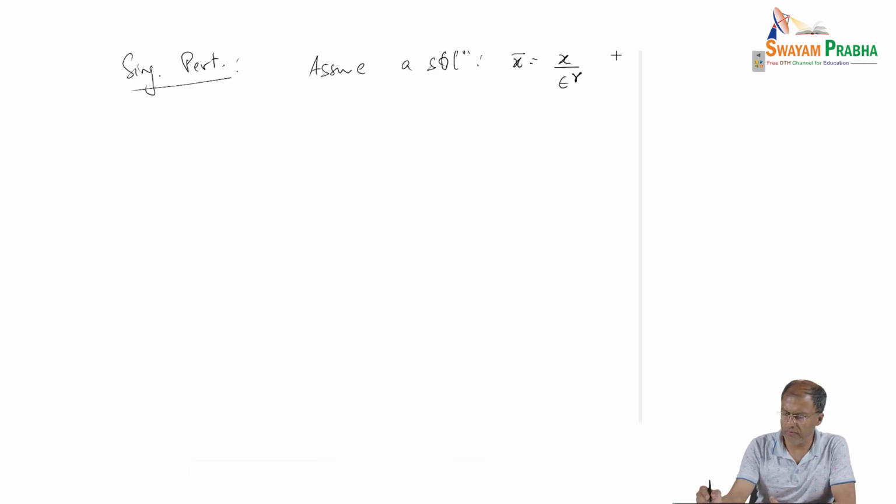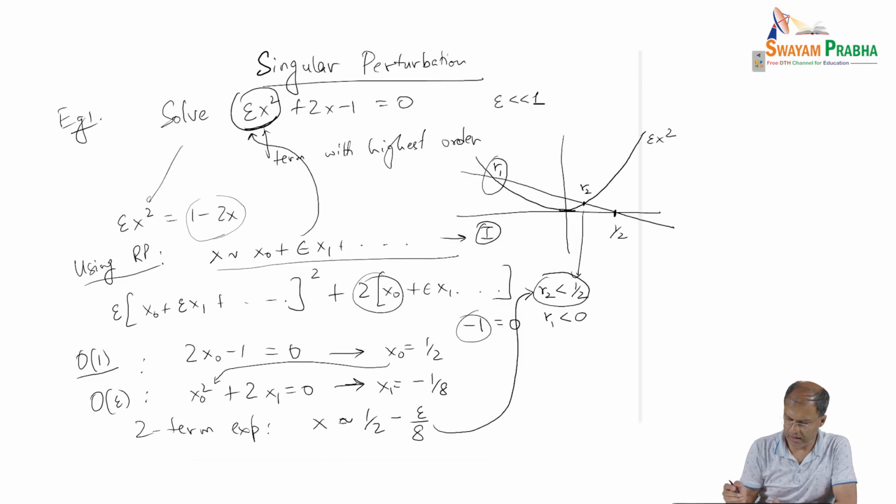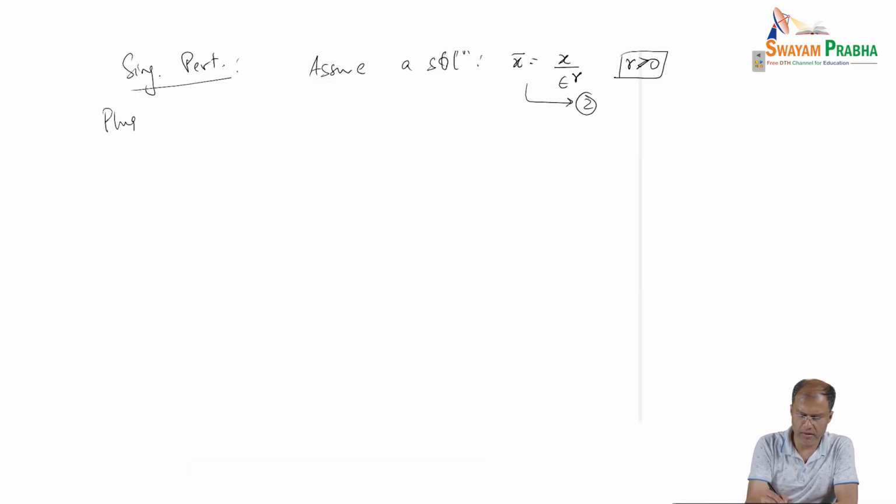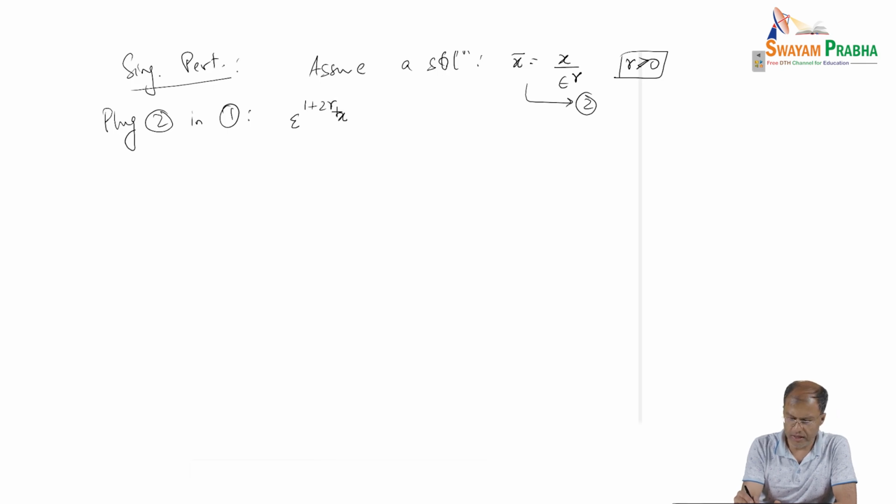Now we will assume that gamma is positive, otherwise there is no point in division by epsilon to the power gamma. And then if we plug this, let me call this 2, if we have the equation as 1, so if we plug 2 in 1, we see that we get epsilon to the power 1 plus 2 gamma x bar square plus 2 epsilon to the power gamma x bar minus 1 is 0.